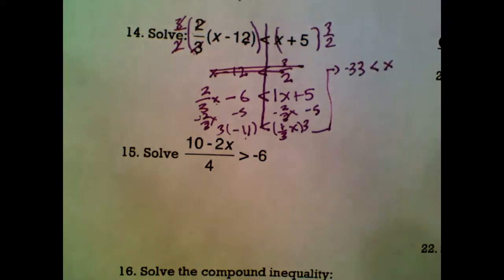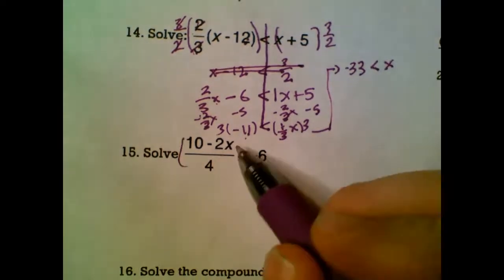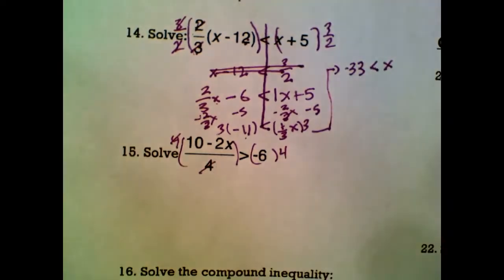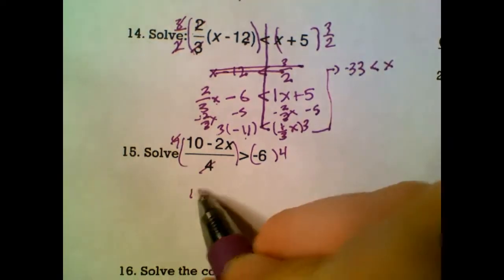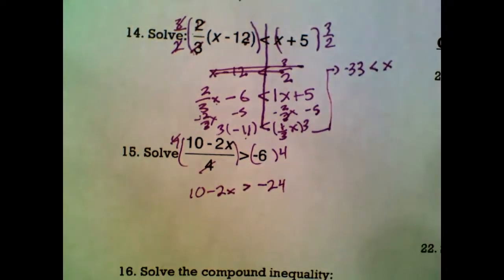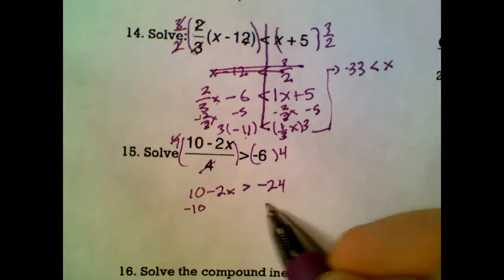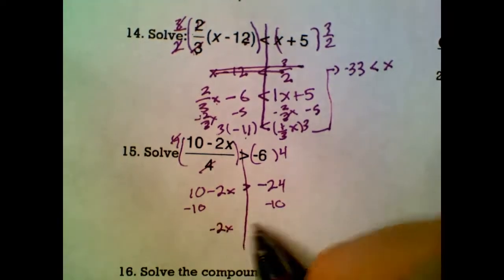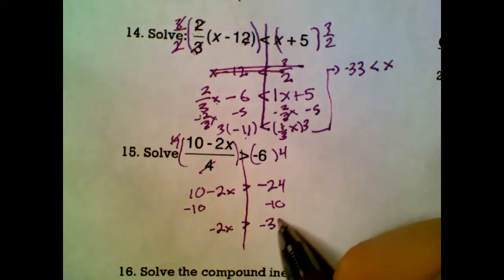Here, we got a nice little fraction here, but we can get rid of that 4 in the denominator really easily. We'll just multiply everything by 4. Multiply by 4, that cancels that sucker out. So we have 10 minus 2x is greater than negative 24. Now let's subtract this 10 from both sides. So we've got negative 2x is greater than negative 34.